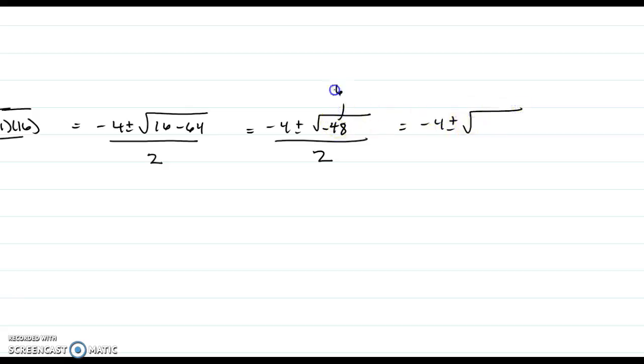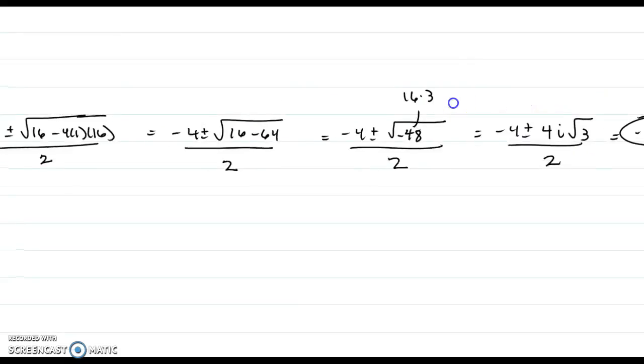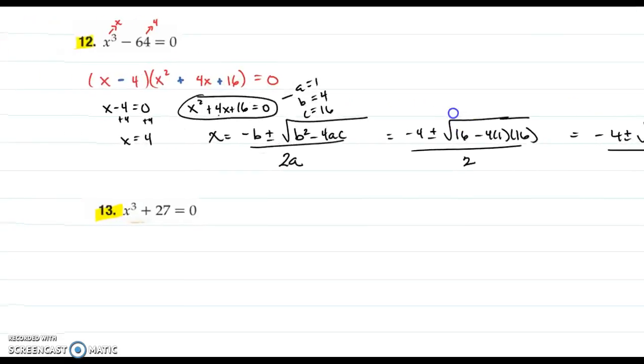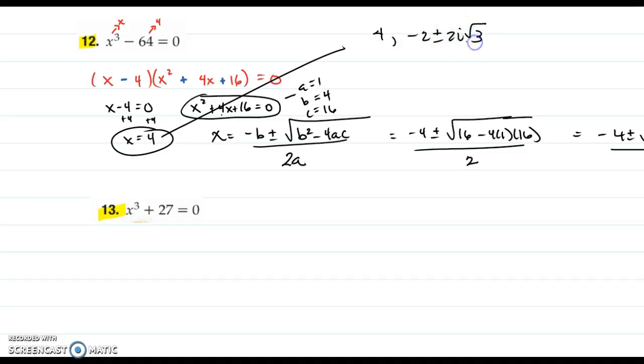I know that 48 is 16 times 3, so when I take the square root of 16, I can bring out that 4, so 4i times the square root of 3 all over 2, and now I'm going to reduce. And I get negative 2 plus or minus 2i times the square root of 3. So when I solve that quadratic, that negative 2 plus or minus goes with this, so that the answers are 4 and then negative 2 plus or minus 2i times the square root of 3. Those are the solutions for number 12.